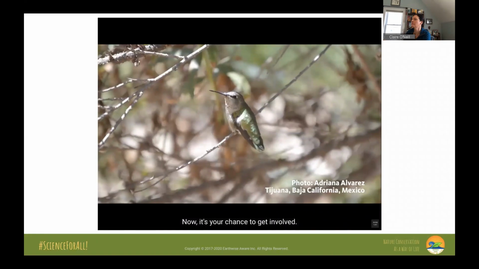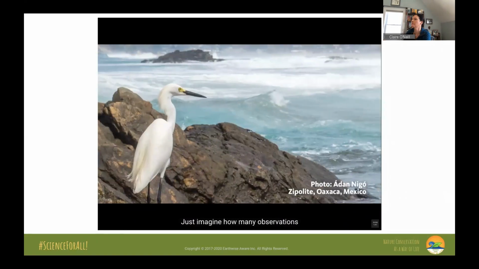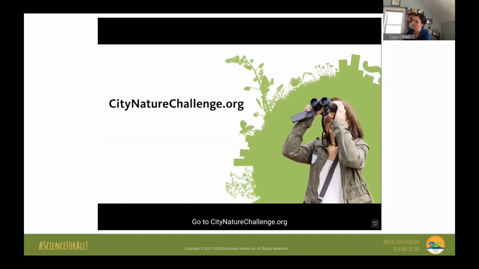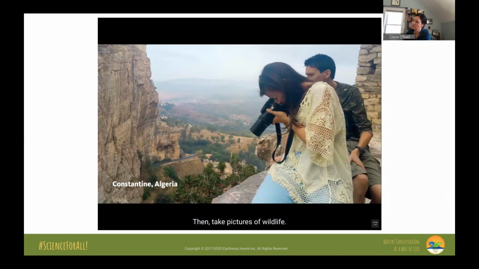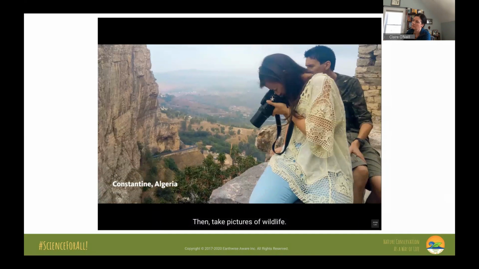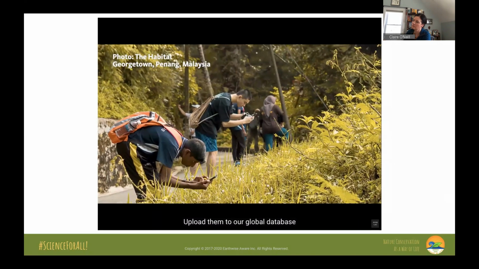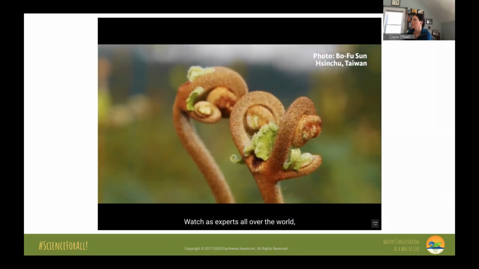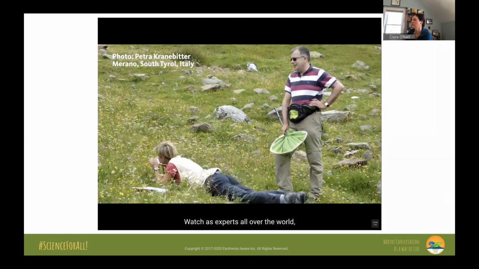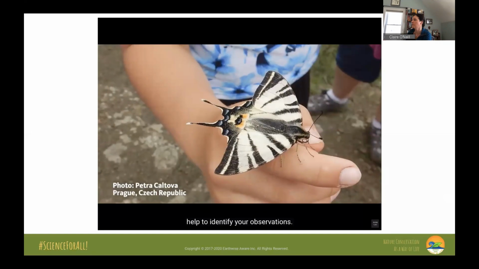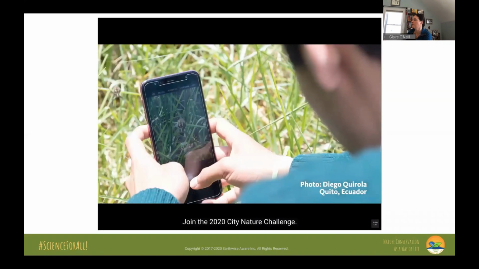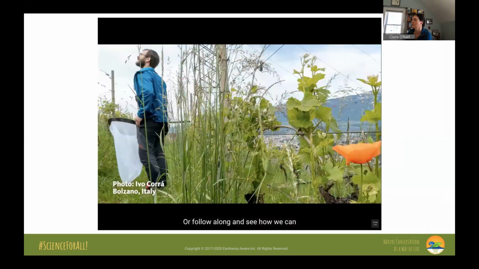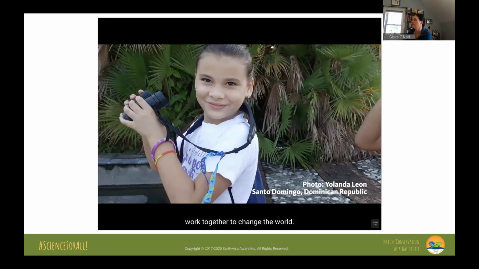Now, it's your chance to get involved. Just imagine how many observations we can all make together. Go to citynaturechallenge.org, then take pictures of wildlife and upload them to our global database using iNaturalist or your city's preferred platform. Watch as experts all over the world help to identify your observations. Join the 2020 City Nature Challenge or follow along and see how we can work together to change the world.